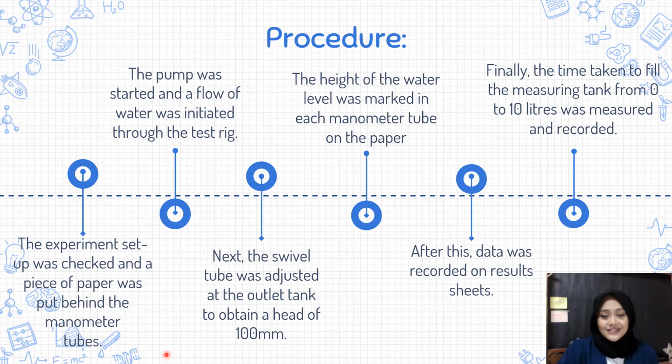So how does this experiment work? Firstly, we have to check the experiment setup and put a piece of paper behind the manometer tubes. The pump was then started to initiate the water flow, and then the swivel tube was adjusted at the outlet tank to obtain a head of 100 mm. Then the height of the water on the manometer is marked on the paper, and the data should be recorded. And finally, the time taken to fill the measuring tank from 0 to 10 liters was measured and recorded.